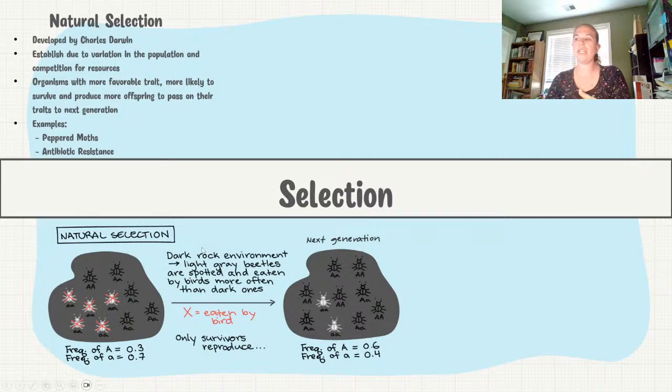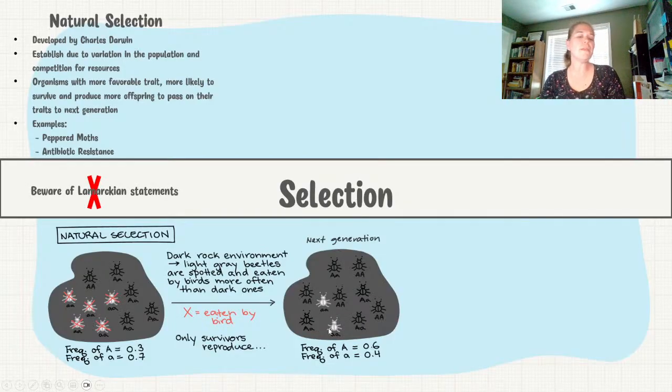So here again, we're looking at natural selection. We've got the little beetles that are more likely to blend into the rock background, more likely to survive. And so we'll see an increase in that frequency. Here you see the frequency of A was 0.3 originally, and here it is now 0.6. So that's what I mean when I say that we have a change in allele frequency.